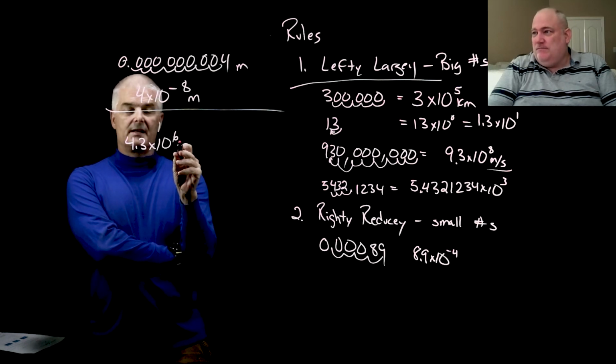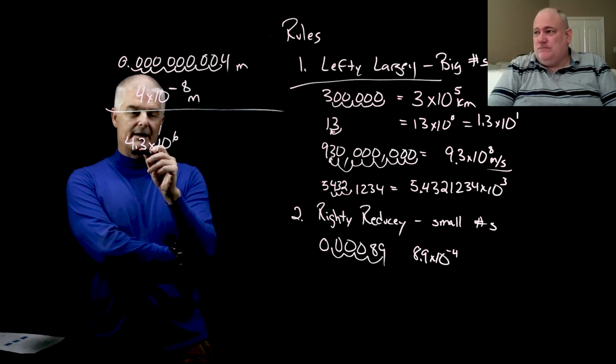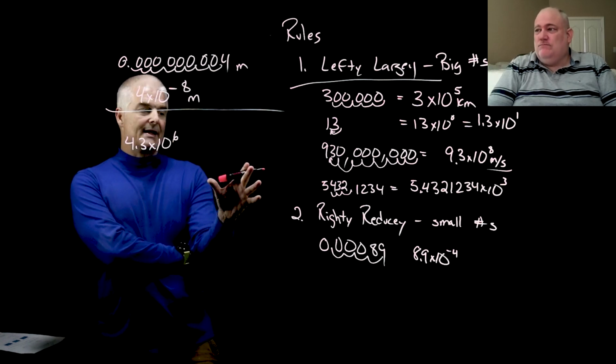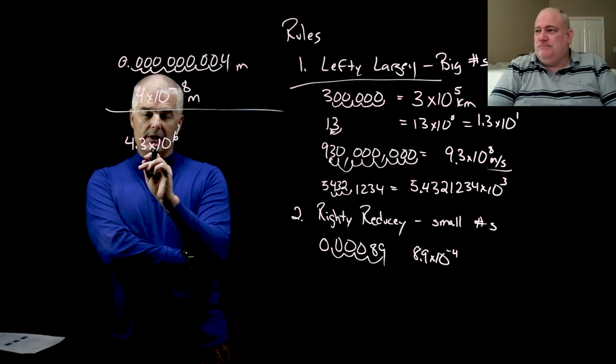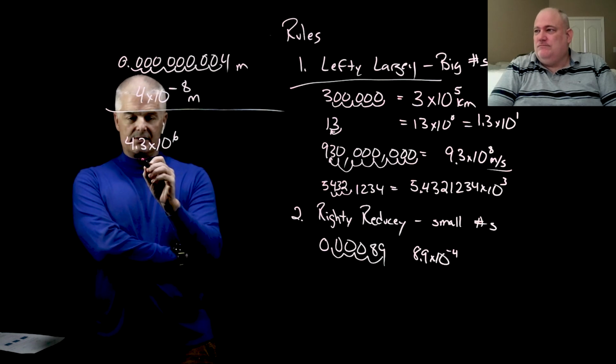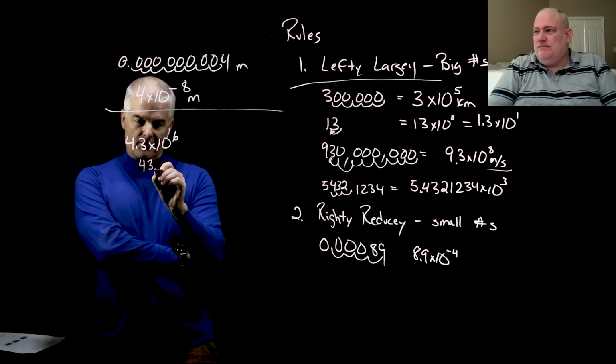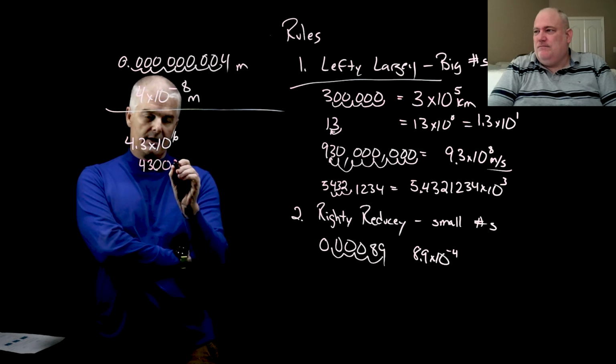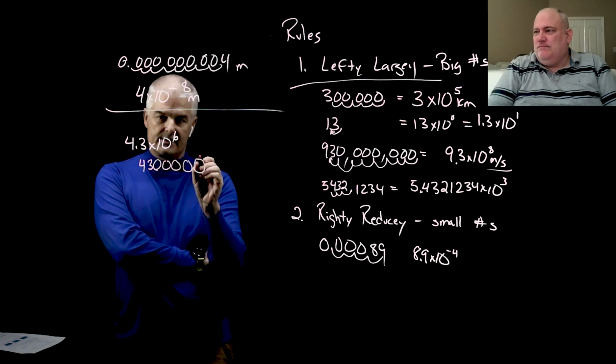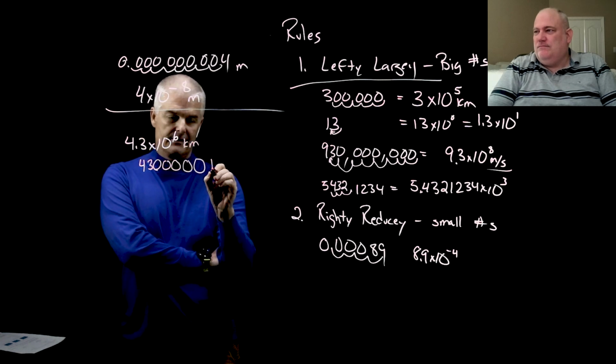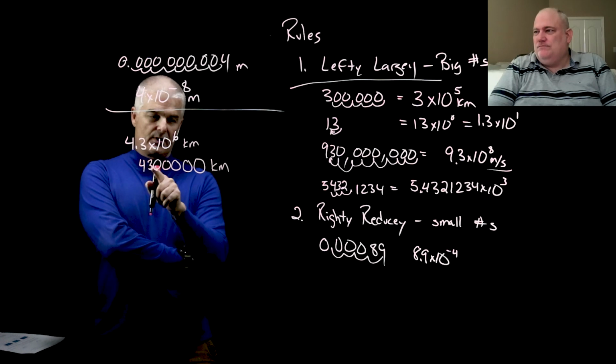Because I want to make it back to 10 to the 0, so to speak. I want to make it so it's like a regular number. So now we're actually going to apply rule number 2, and we're going to go righty 6 places. So I'm going to say 4 and then 3, and then the first place is here. So that counts as 1, 2, 3, 4, 5, 6. And let's say this is kilometers, maybe the distance between here and the sun. All right, so that's how you would do that.